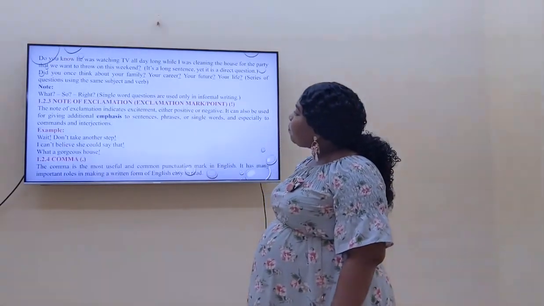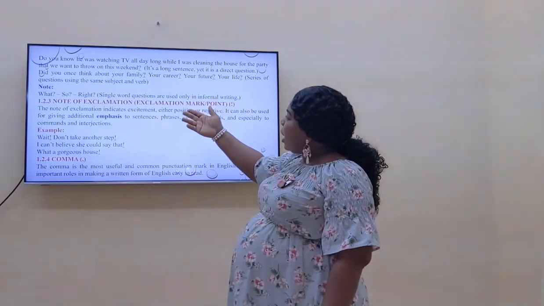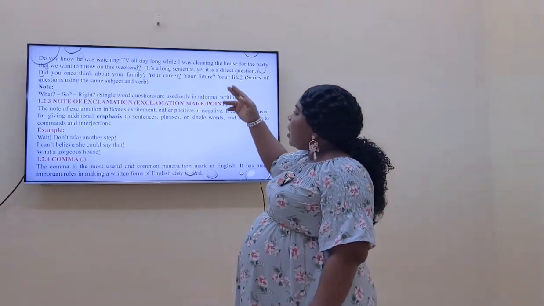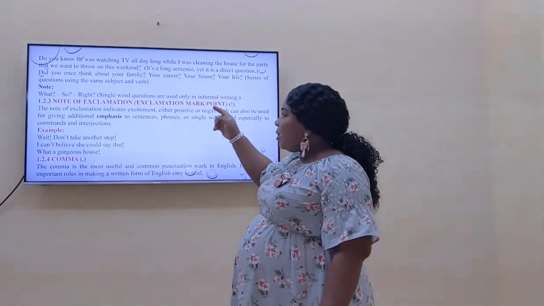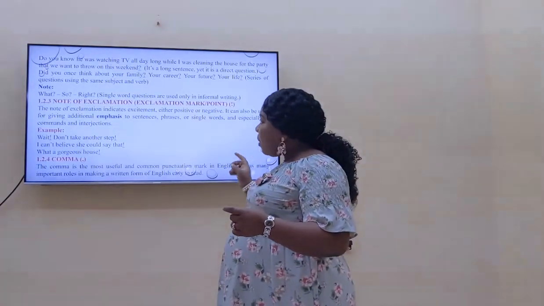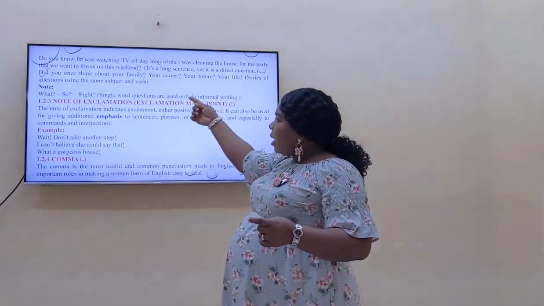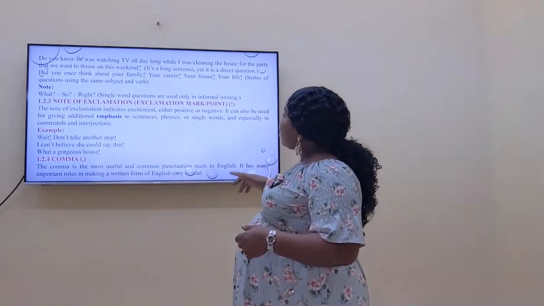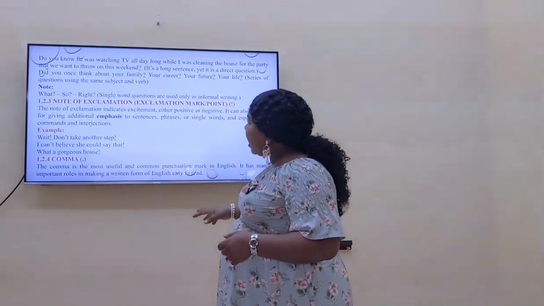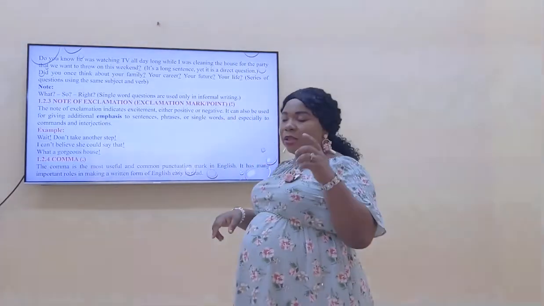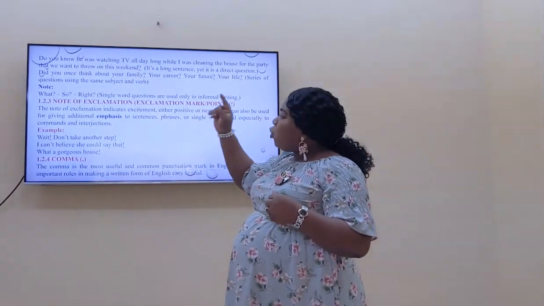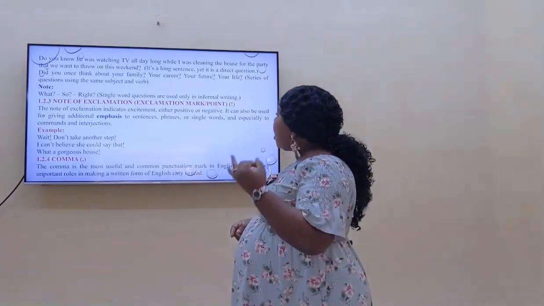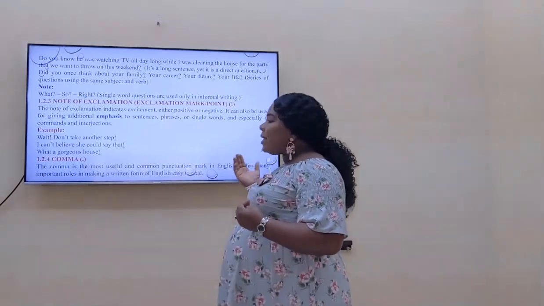Right? So moving further, we have: Do you know he was watching TV all day long while I was cleaning the house for the party that we want to throw this weekend? You see how long that sentence is. But it still takes a question mark, because it started with, do you know. It's a long sentence, yet it is a direct question. Alright? This one: Do you once think about your family, your career, your future, your life? These are a series of questions.